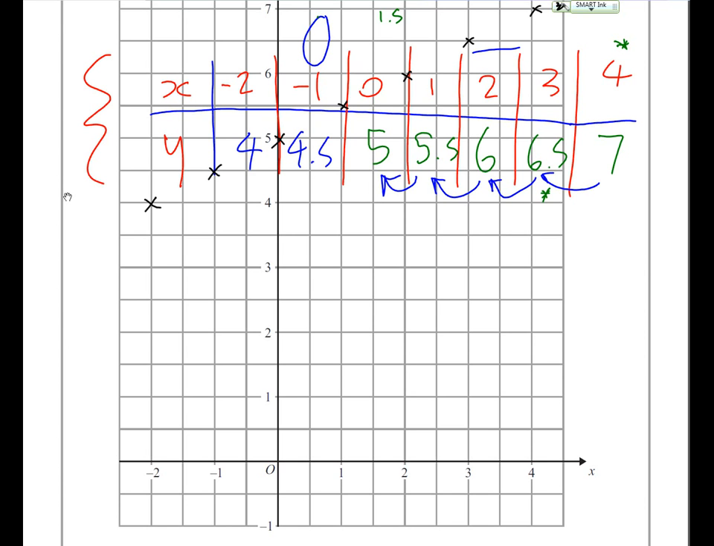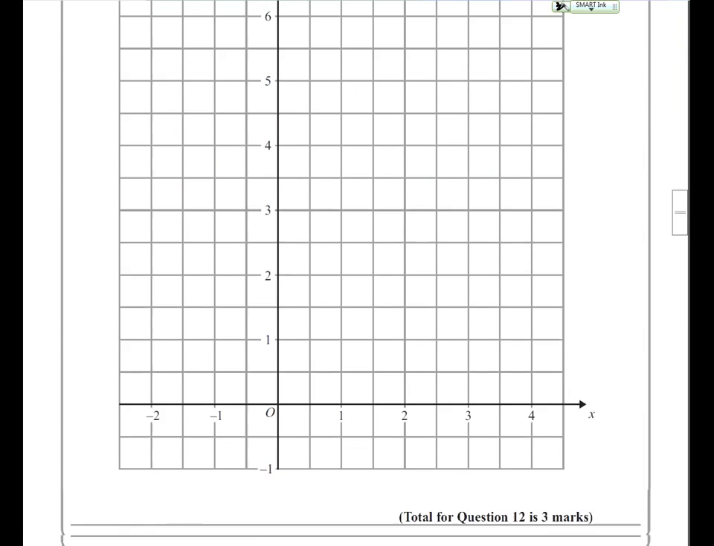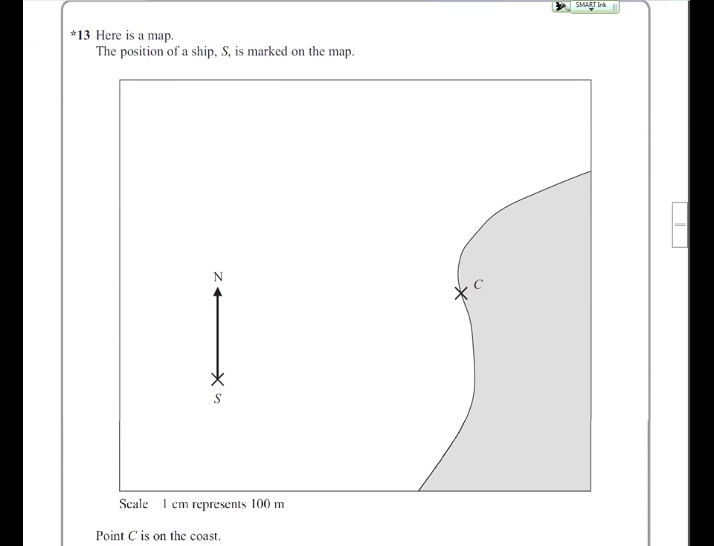If you, for any reason, did a cross like this here, you should see it's wrong, because you have to join these up into a straight line because it's a linear line. Okay? So that is your answer. Obviously yours wouldn't be as messy as that because you wouldn't draw over the top of your previous working out.